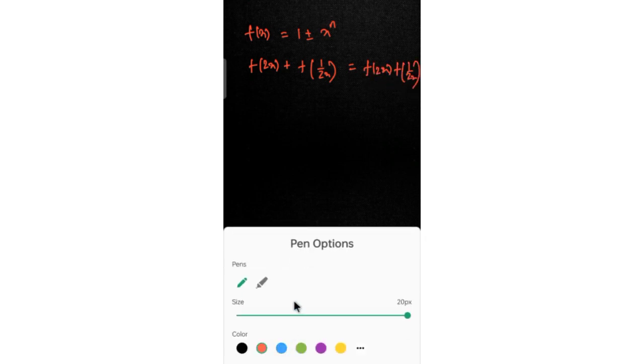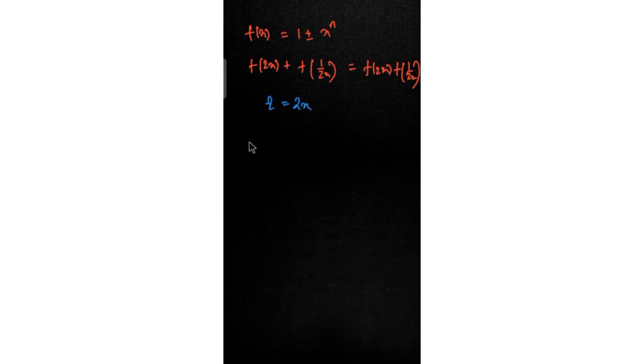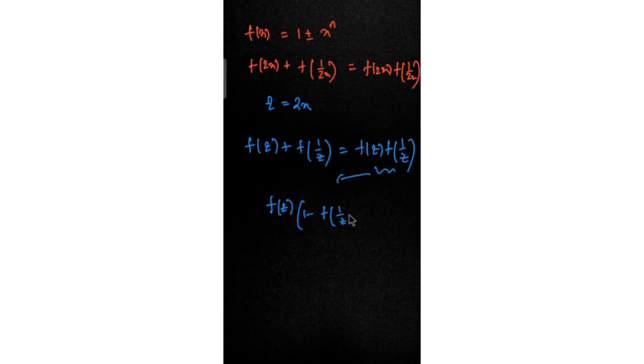So I'll assume the z value to be 2x. So this is finally f of z plus f of 1 by z is equal to f of z into f of 1 by z. Now I'll find the value of f of z. I'll send this term to this side, so that becomes f of z into 1 minus f of 1 by z, and that is equal to minus f of 1 by z. So f of z would be f of 1 by z divided by f of 1 by z minus 1. This is the value of f of z.